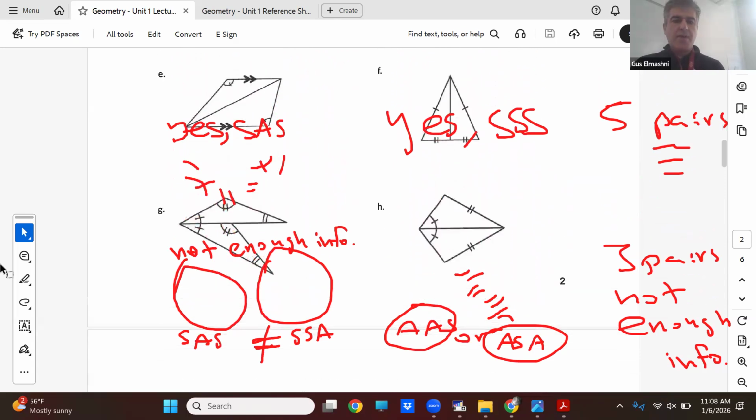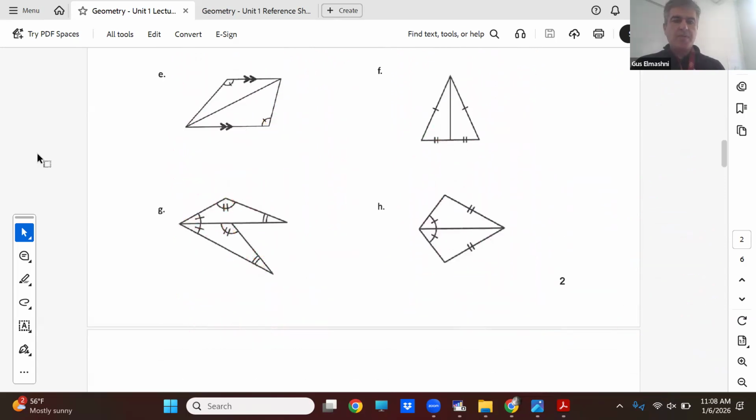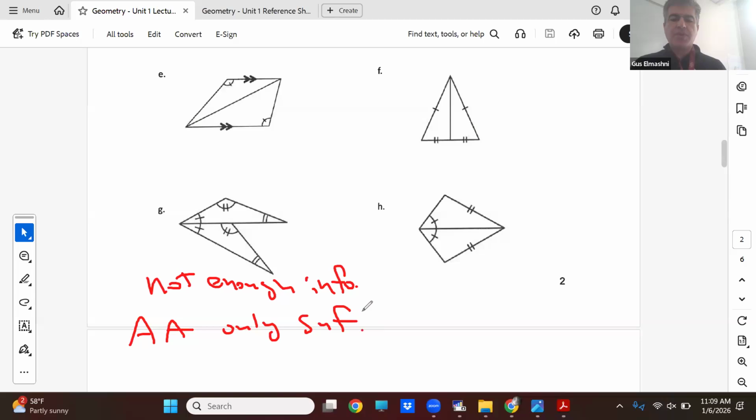Okay, then for E, F, G, H. G, do you have any sides? No. If you don't have any sides, forget about it. But what about if it's like AA? Doesn't matter. It's a no. It's only sufficient for somebody. Yes, thank you, Connor. That's correct.